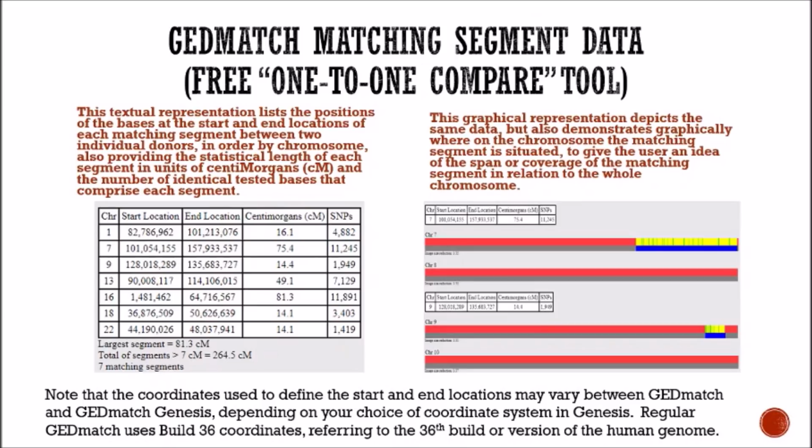So you know the start location and end location, which is measured in base pairs here. But you see it's like 82 million to 101 million. I usually use megabase pairs so I don't have to carry out as many digits, since edges are kind of fuzzy anyway.